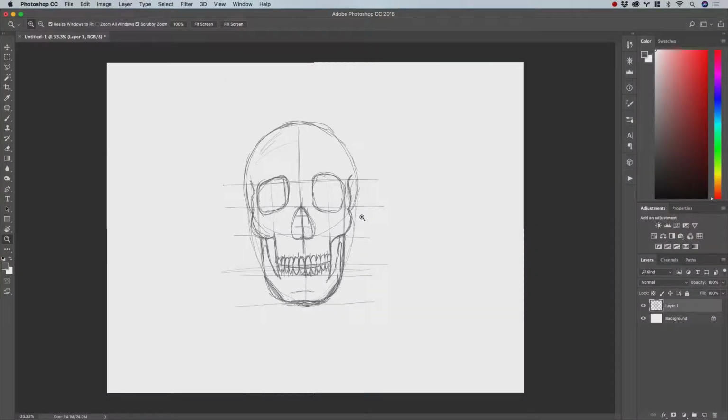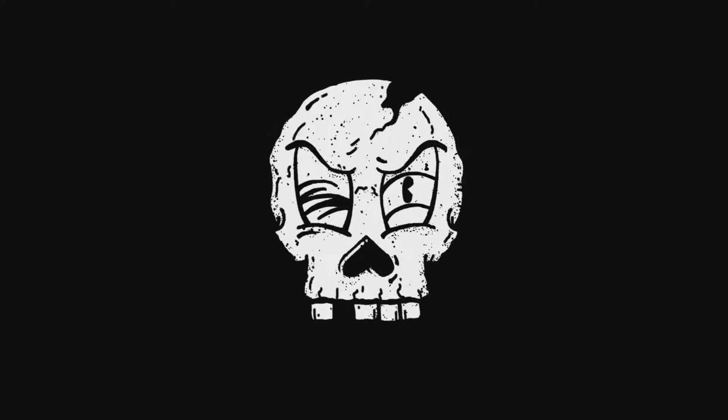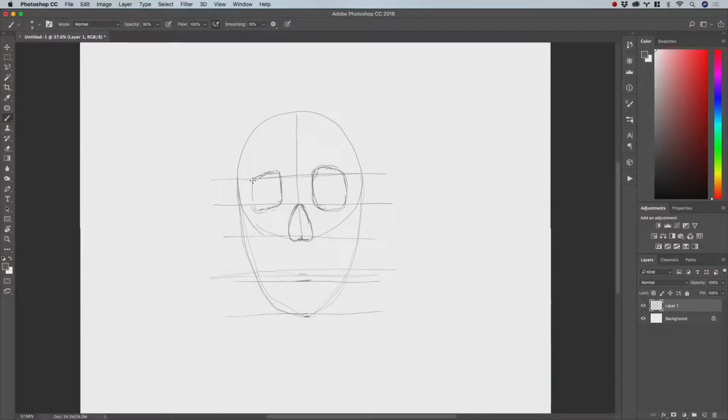In this class we are going to be going over drawing realistic skulls, stylized skulls, and downright silly skulls. The idea is that I'm going to show you how to simply draw skulls with proportions correctly and basically make sure everything lines up and that you're drawing a fairly accurate skull.